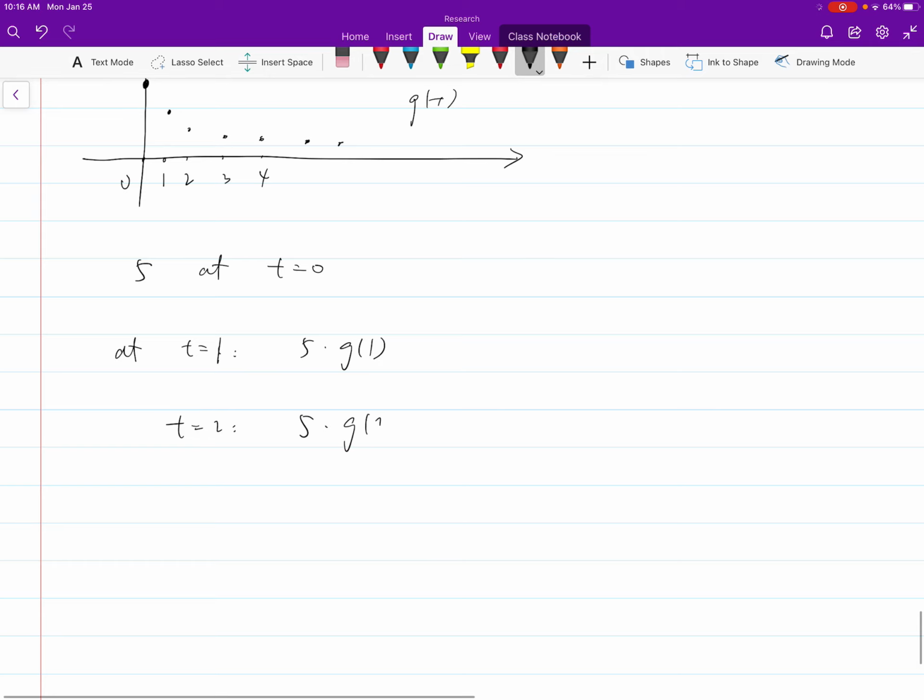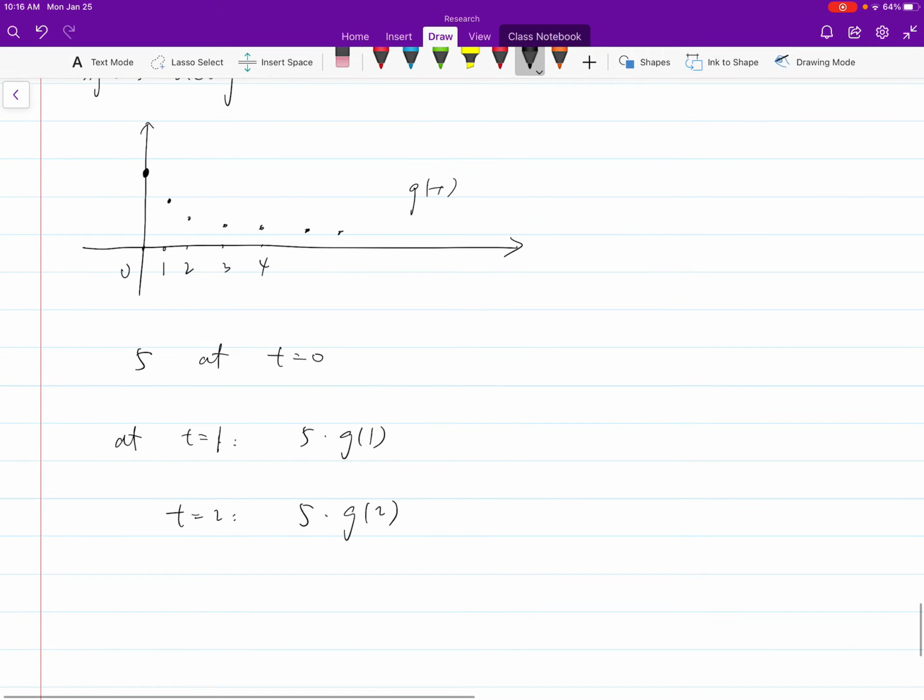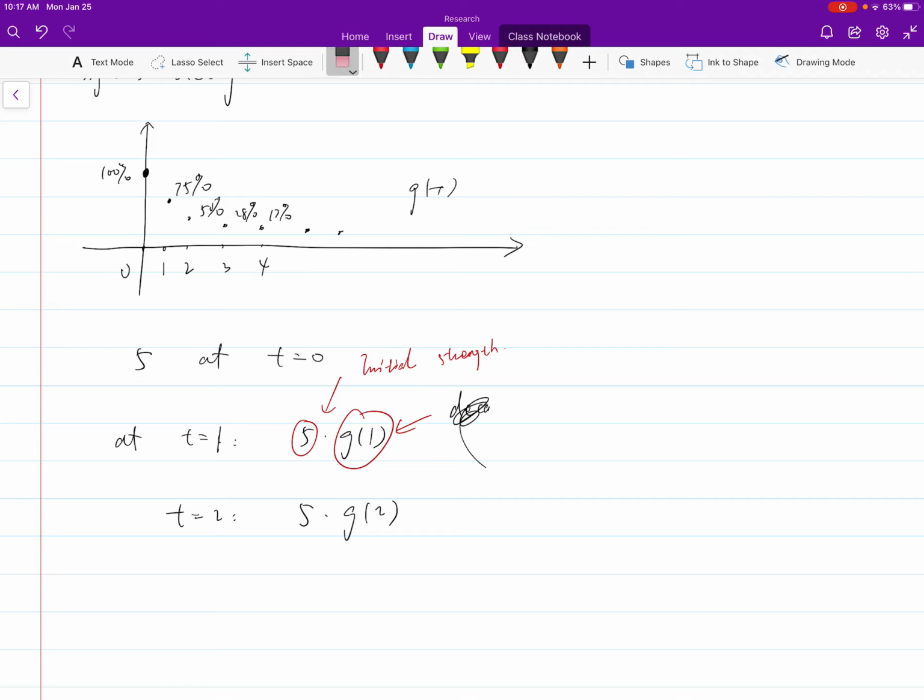Okay, so at t equals 2, you only have 5 times g(2) left. Okay, and maybe this one was 100%. This one's roughly like, okay, after 1 second, you only have 75% left. After 1 second, you only have 50% left. After 1 second, you only have like 28%. Maybe after another second, you only have 17%, and just keep going. Okay, so what you need to do is you use the initial strength of signal times the decay. I won't call it percentage, it's just times the decay coefficient.